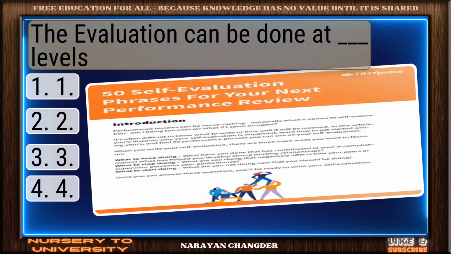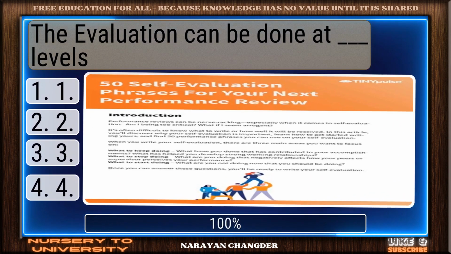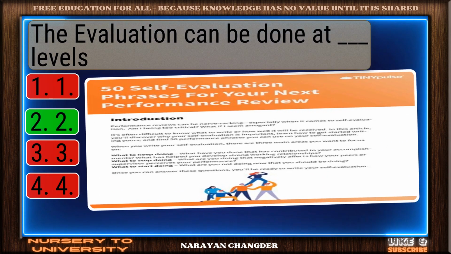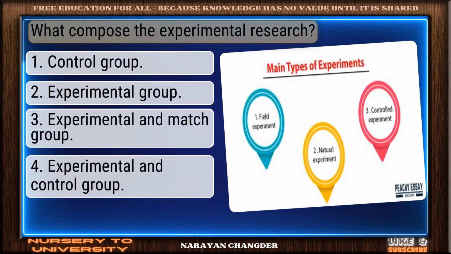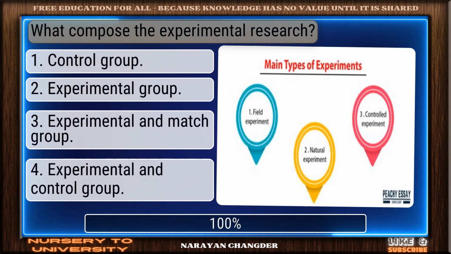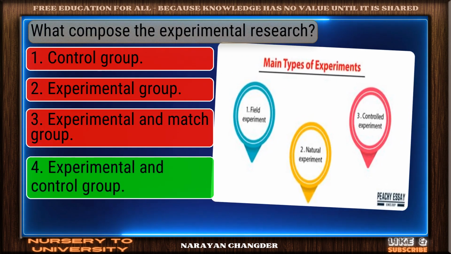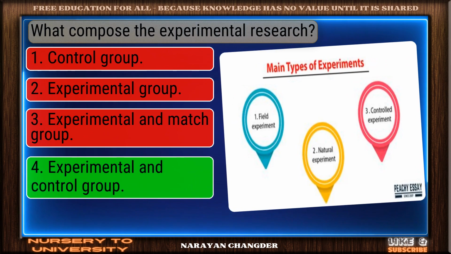The evaluation can be done at dash levels. Bravo. 2 is the answer. What composed the experimental research? Correct response. Experimental and control group is the most accurate answer.